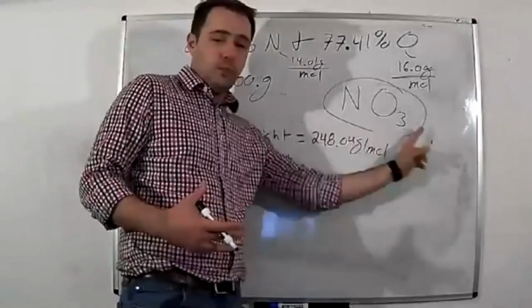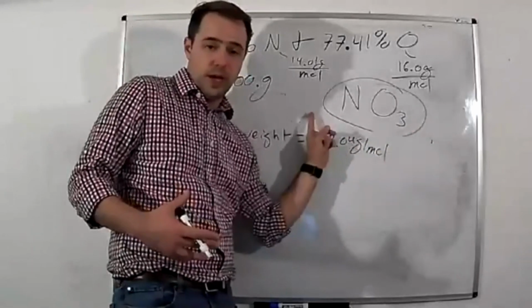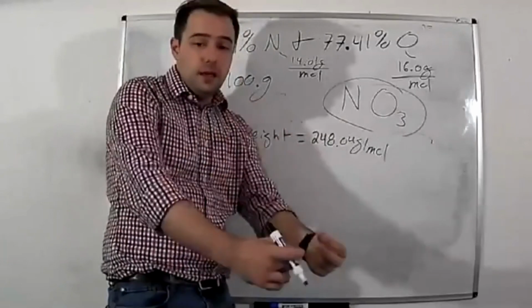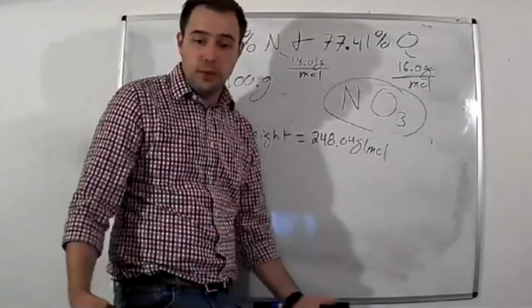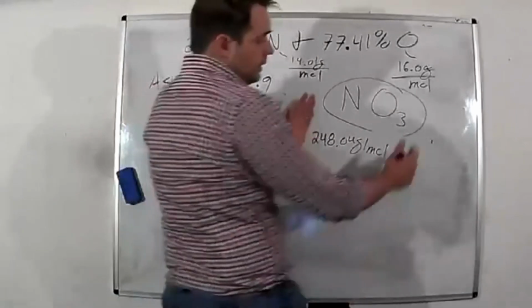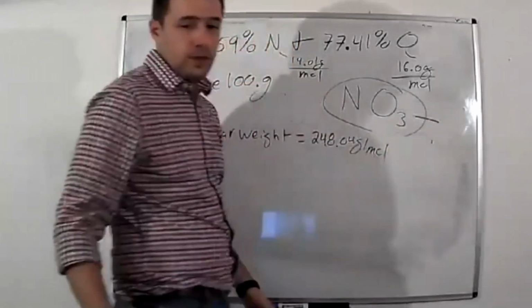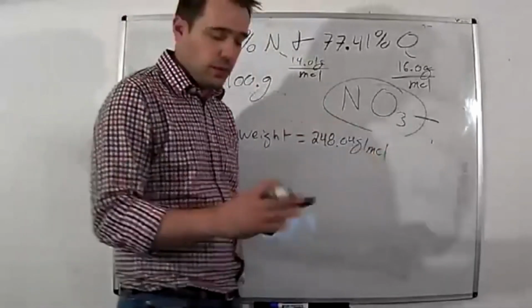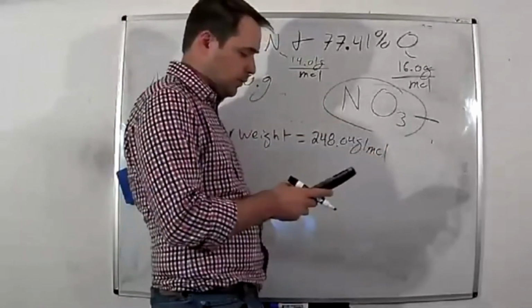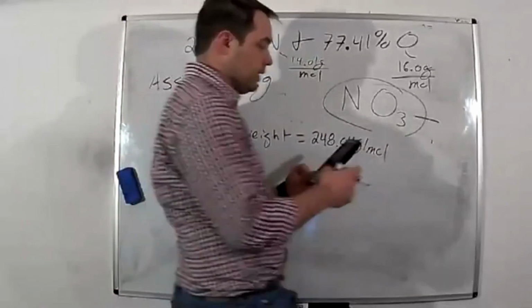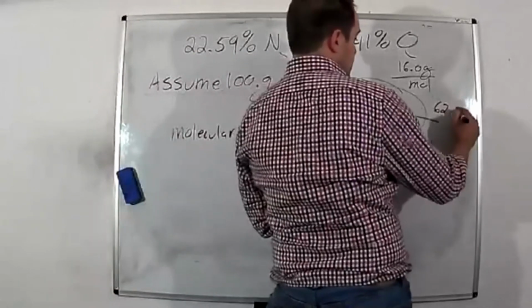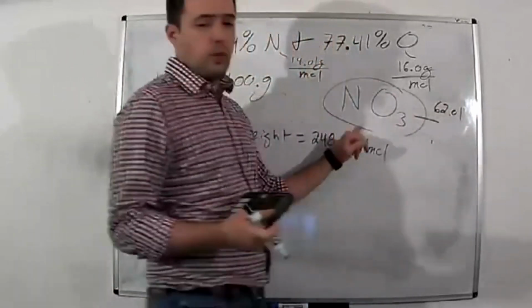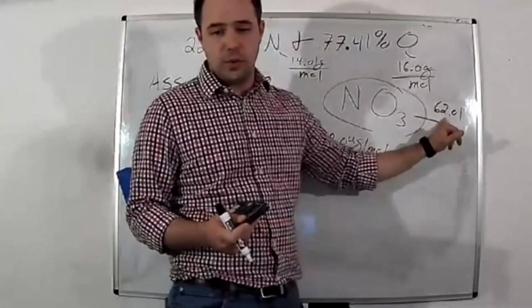Now, if I know the empirical formula and the total weight of the real deal compound, I can figure out what multiple I have to multiply this by to get the molecular formula. Here's all you do. Get the weight of the empirical formula. So 14.01 plus 3 times 16. If you go to the periodic table, those are the masses. That's 62.01. The empirical formula has a mass of 62.01.